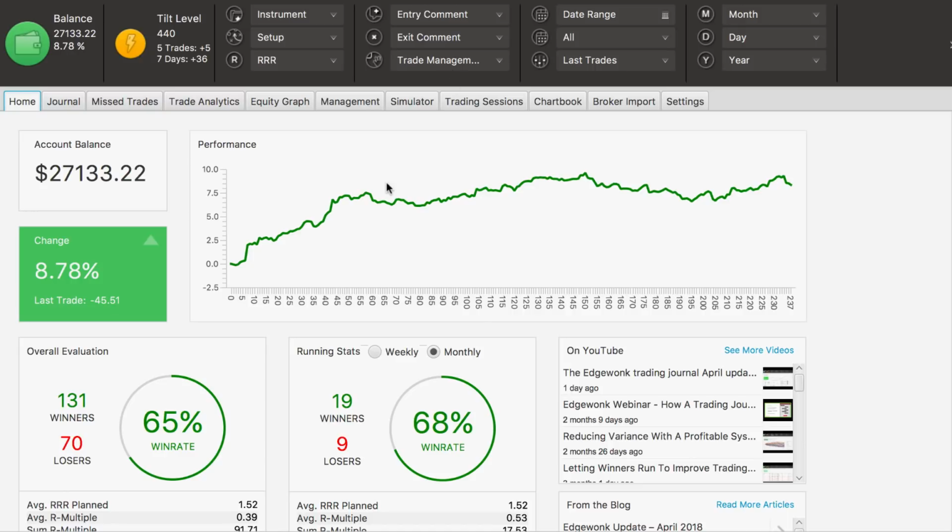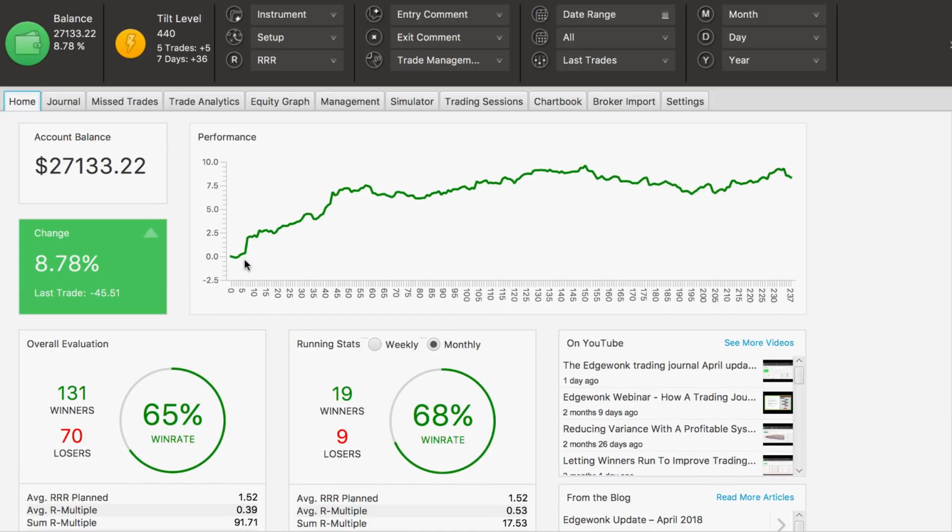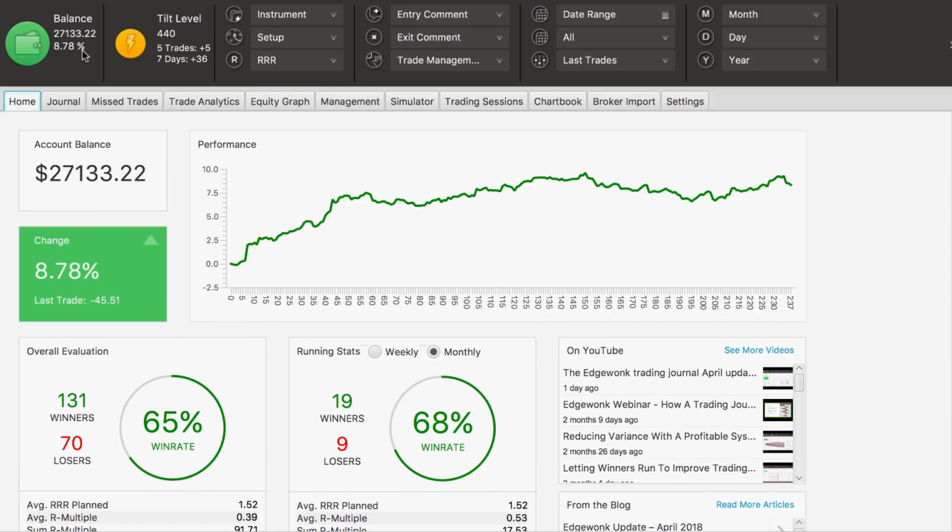We are starting here on the home screen and you can see at first glance, very nice performance. We are on an 8.8% gain right now. You can see there are a few periods where the performance is going sideways or dipping a little bit. And after this area, we have been more or less in a sideways period. Recently, it seems like the trader is recovering a bit. So let's look into this a little bit deeper and see what we can find.